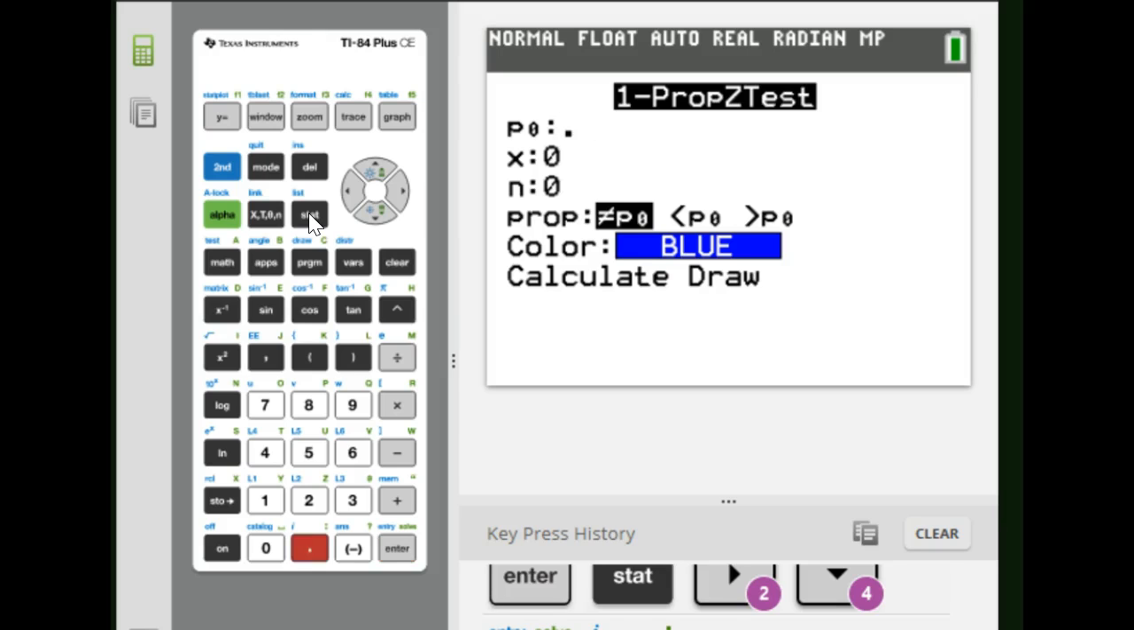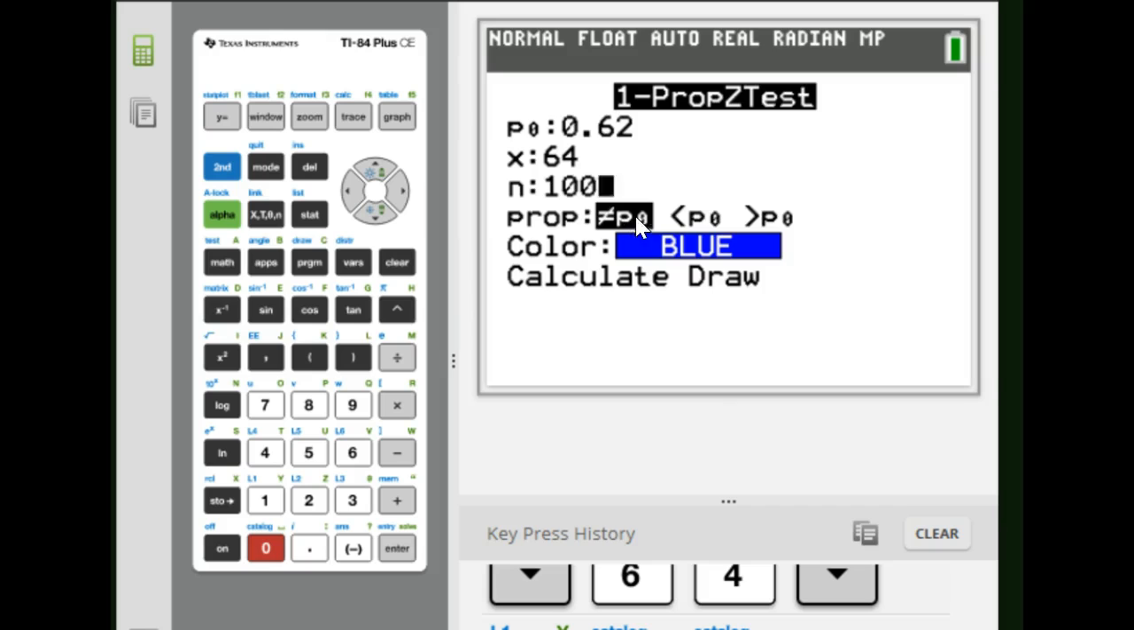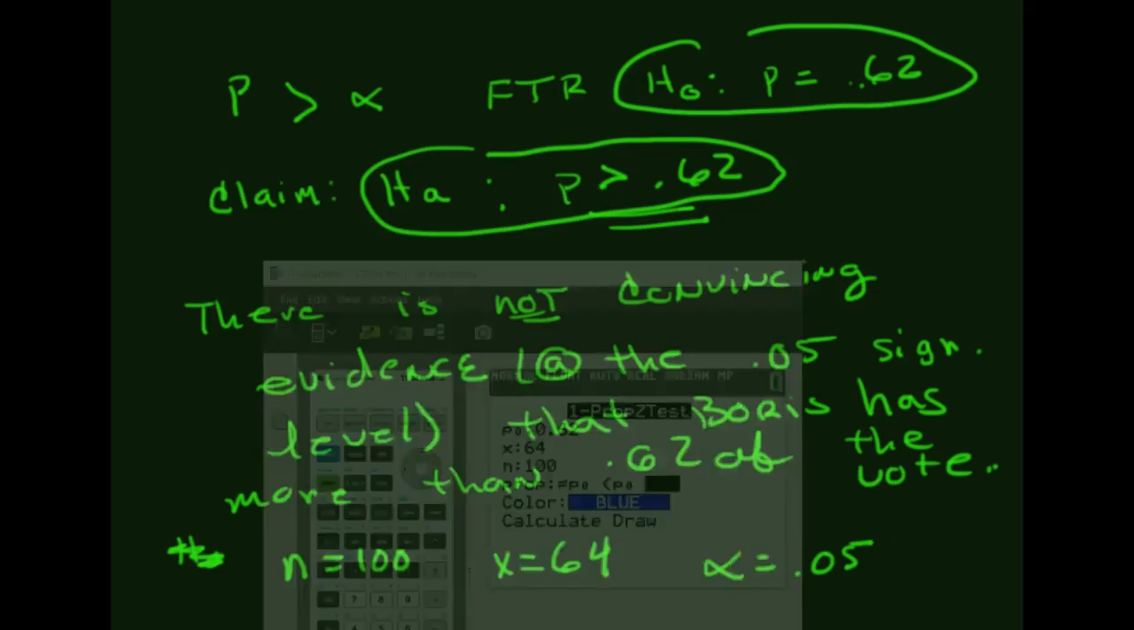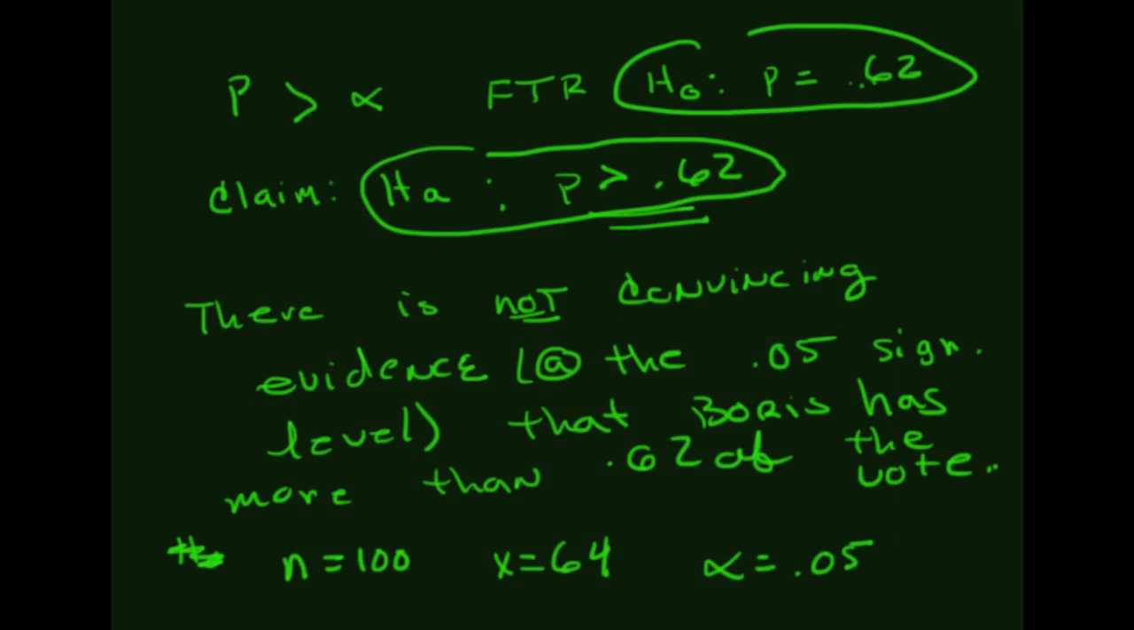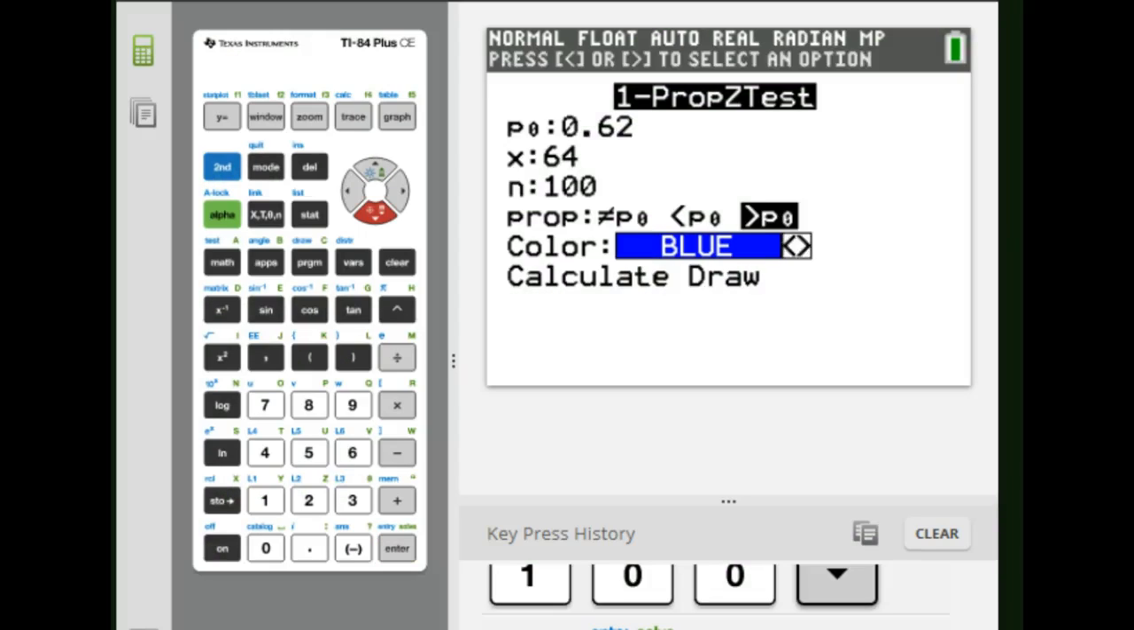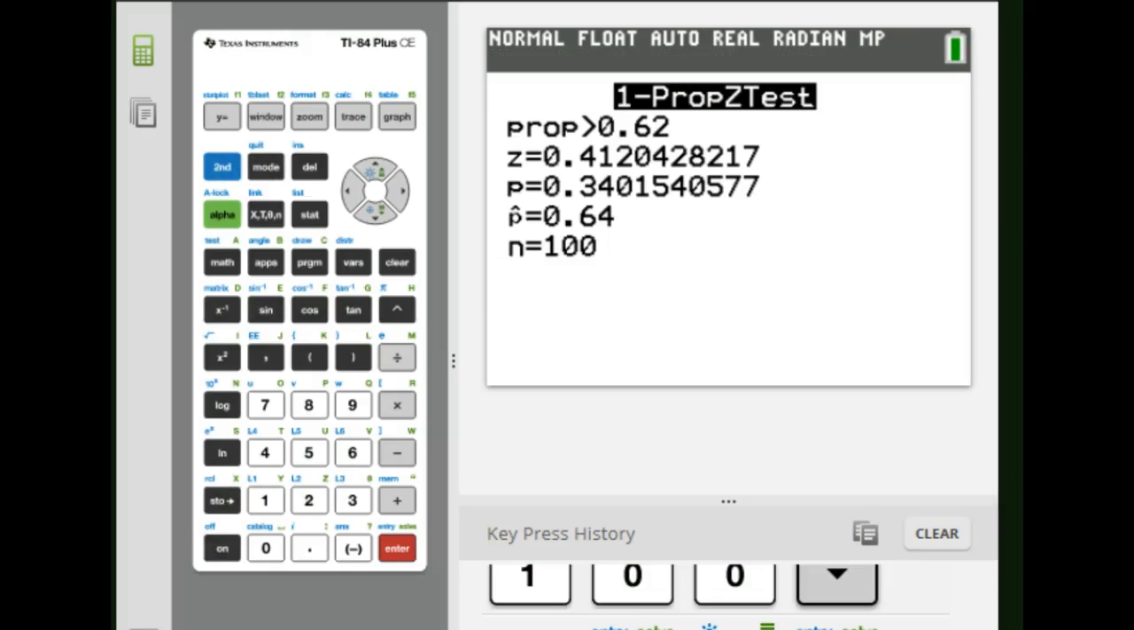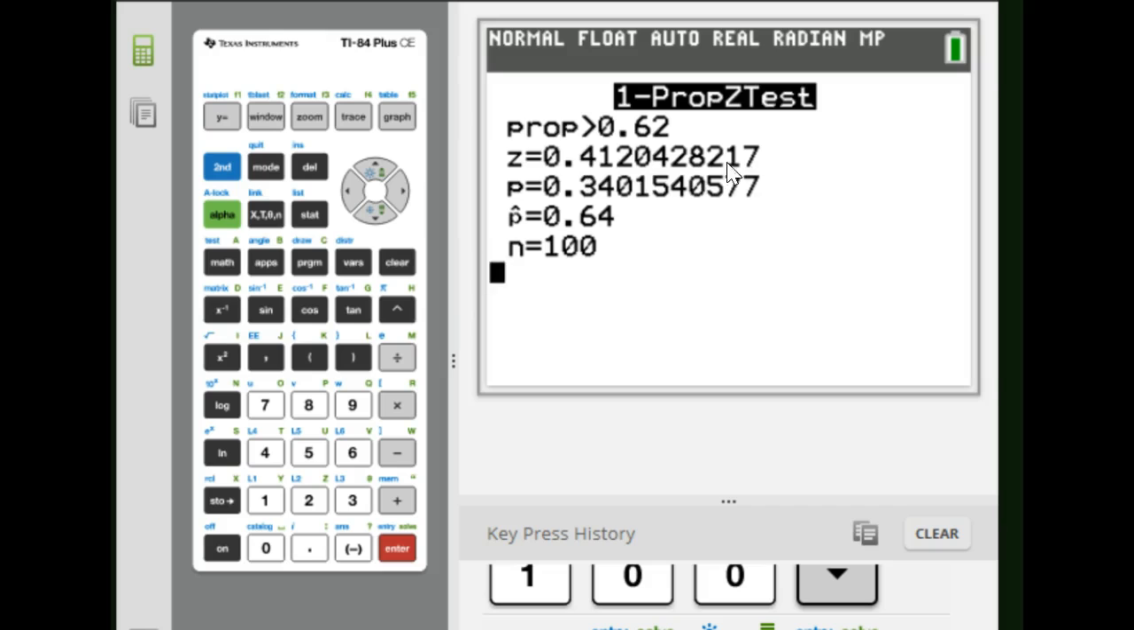So I'm testing against 0.62. 64 people say they're going to vote for Boris out of 100. Now, this proportion here is my alternate hypothesis. In my case, my alternate hypothesis was that p was going to be greater than 0.62, so I'm choosing the greater than option. And I go ahead and calculate, and lo and behold, it gives me all my answers. It says my z, which is my test statistic, is 0.41204, which is exactly what I got earlier. The p-value is 0.34015, which is exactly what I got earlier. My p-hat is 0.64. My sample size is 100.